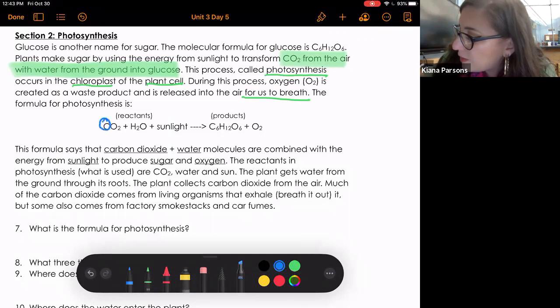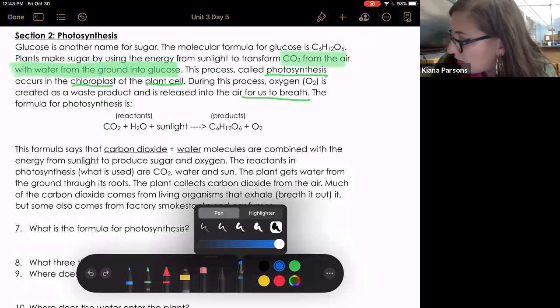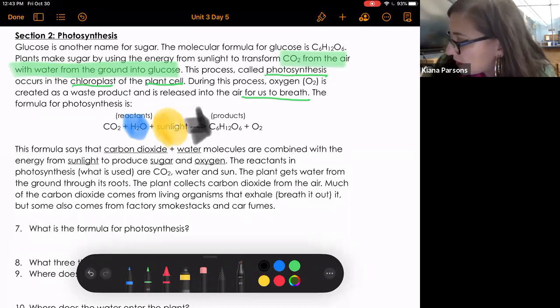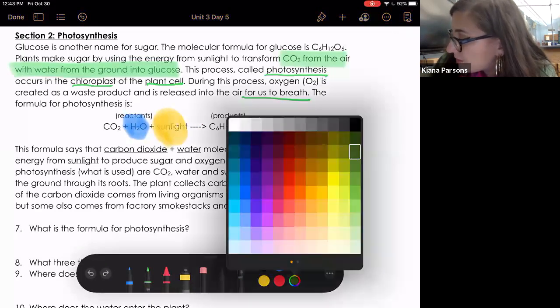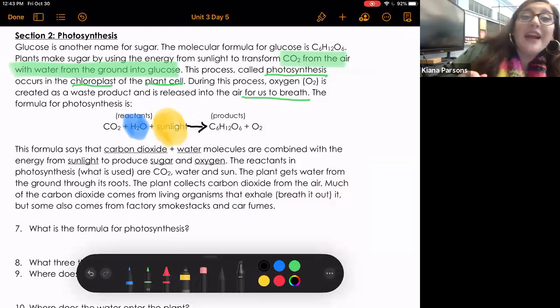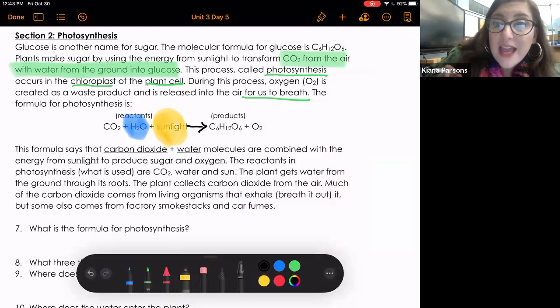The formula for photosynthesis is CO2, or carbon dioxide, plus H2O, so carbon dioxide plus water. That comes from the roots of the plant, plus sunlight. So this is why it's good for plants to grow outside. Yields, and whenever you see this arrow, that's what it represents, yields. The products: glucose and oxygen.